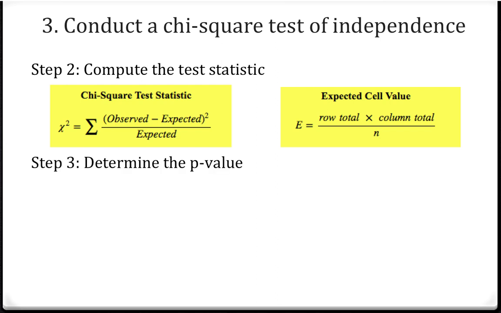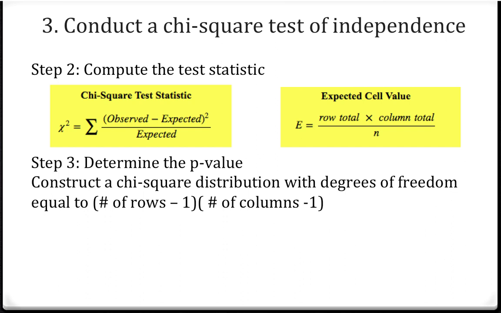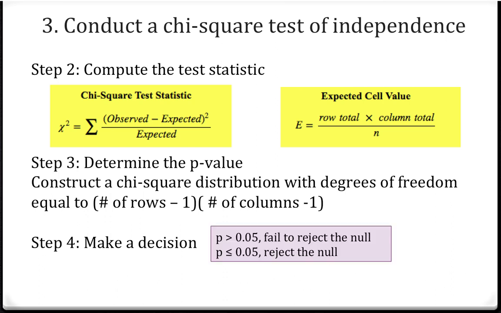Step 3, determine the p-value. We'll go to Minitab Express and we'll construct a chi-square distribution. The degrees of freedom for the test of independence is equal to the number of rows minus 1 times the number of columns minus 1. Step 4, make a decision. We'll look at the p-value and compare that to the standard alpha level of 0.05. If p is greater than 0.05, we fail to reject the null. If p is less than or equal to 0.05, we reject the null. And step 5, make a real-world conclusion.